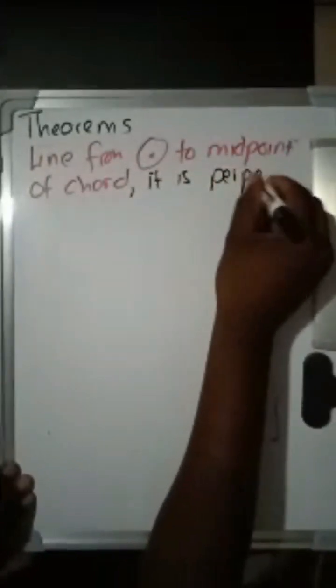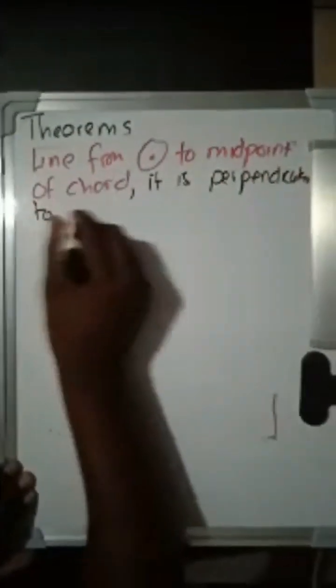What does it do? Now this is the reverse, you see? Line from center to midpoint of chord. What does it do? It is perpendicular to the chord. The line from center to midpoint of chord. What does it do? It is perpendicular to the chord.